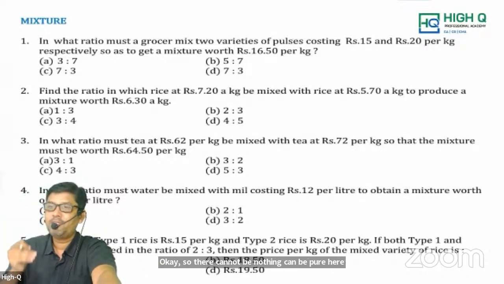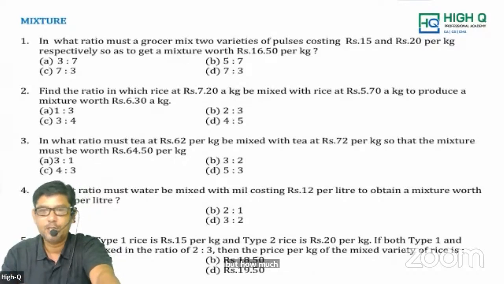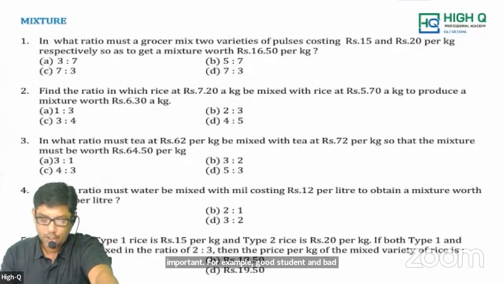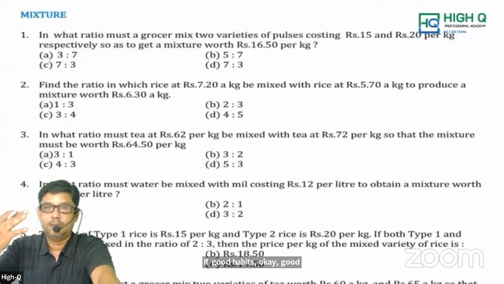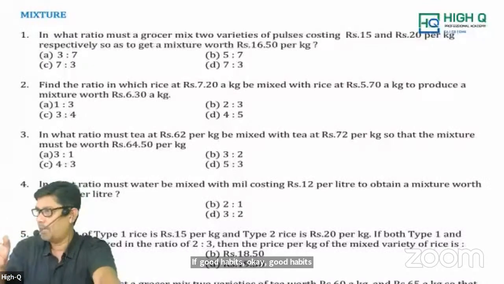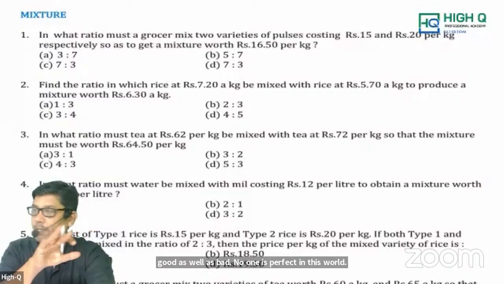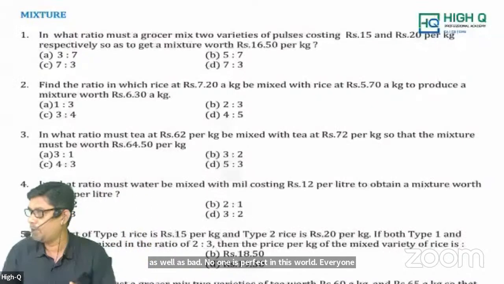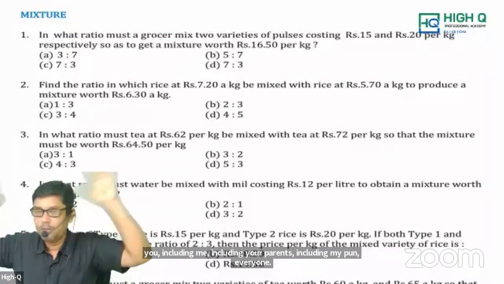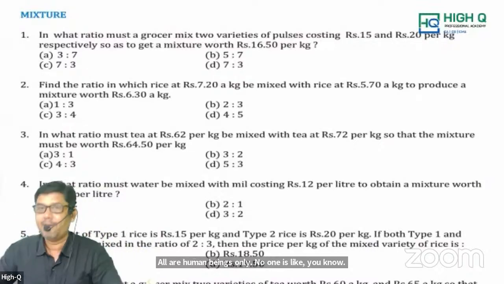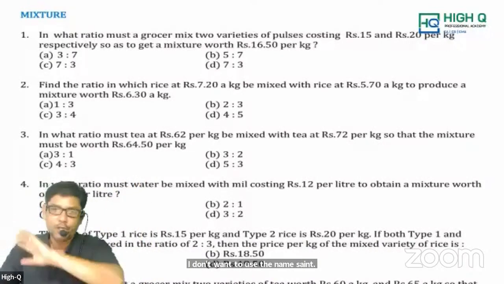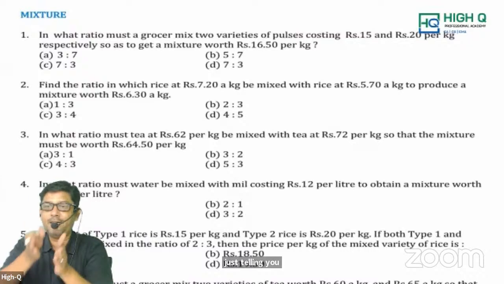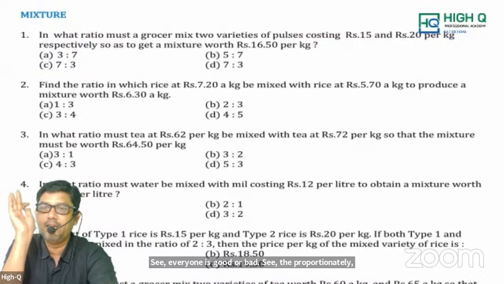But how much, proportionately, we are mixing, that is what is more important. For example, good student and bad student. Everyone will have good as well as bad. No one is perfect in this world. Everyone, including you, including me, including your parents, all are human beings only. Even a saint has their bad part. If good and bad are mixed together proportionately, then only we are human beings.